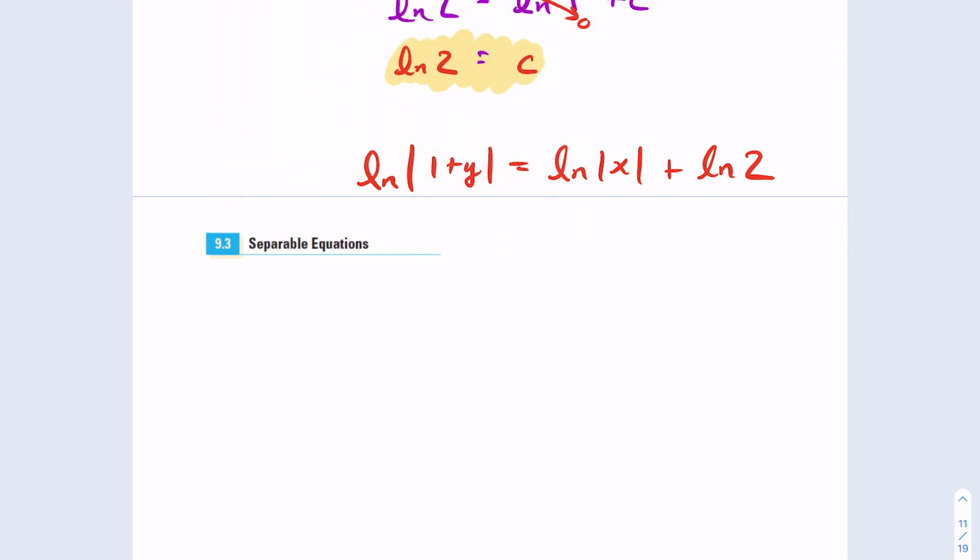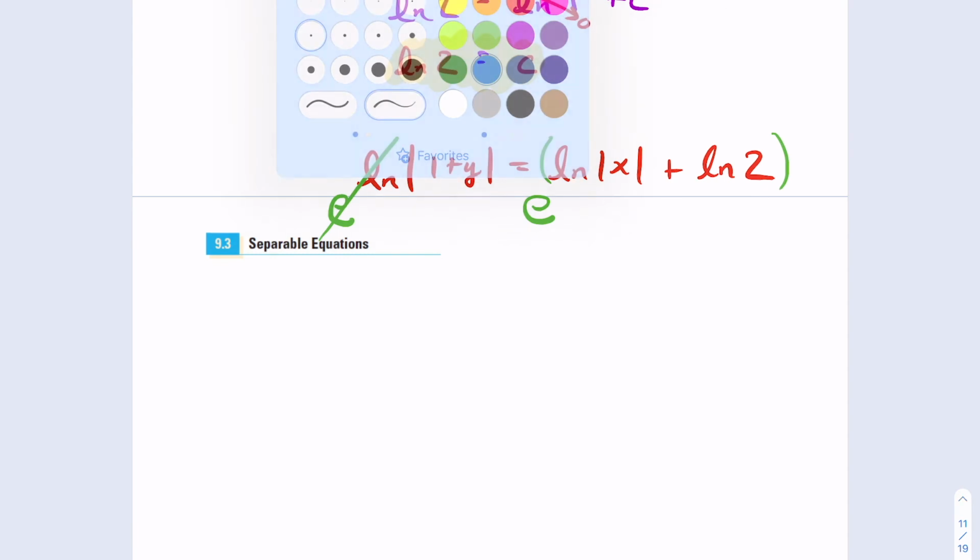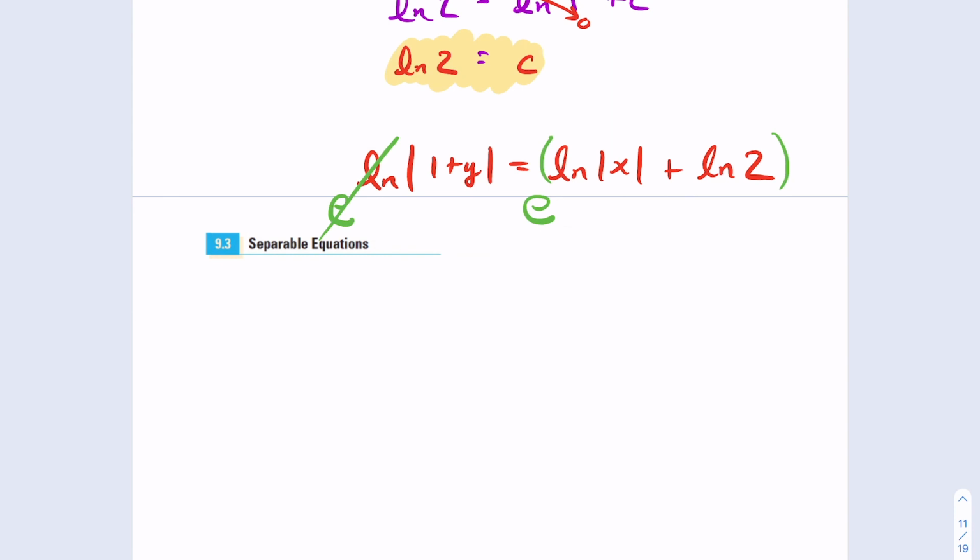Last step is to solve for y, right? So here we go. To get y by itself, we need to get rid of the natural log here. So the inverse of natural log is e. Okay, so that cancels this out. Now over here, leave it, all right? Because simplifying doesn't do anything. The only reason why I simplified over here is I'm trying to get y by itself. So 1 plus y is equal to e to the natural log of the absolute value of x plus the natural log of 2.